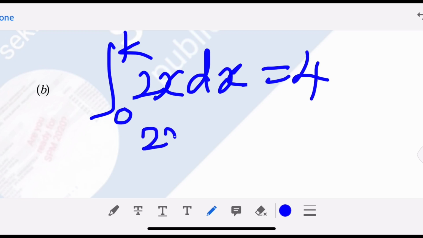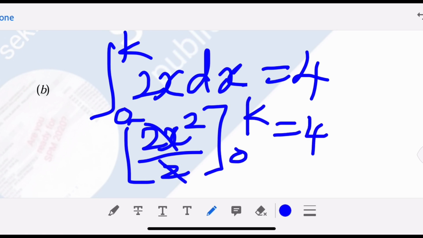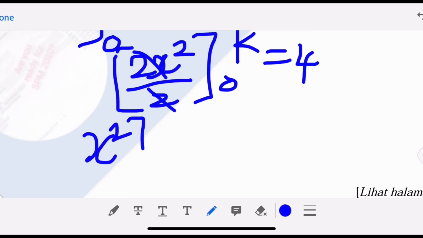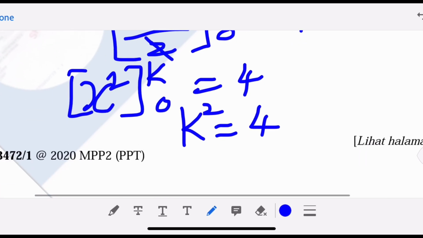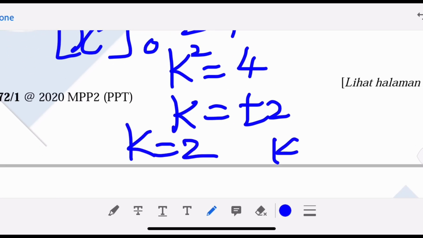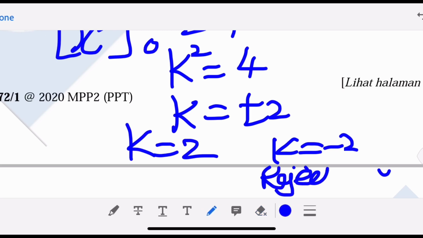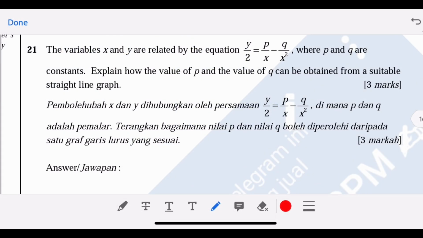So I will get 4, the area is 4, so 2x squared over 2 from 0 to k equal to 4. I will substitute, k squared equals 4, so I will solve k is 2. So k is positive 2, that is the answer for k, and k equal to negative 2 you need to reject, because that is not an acceptable value. So now k is 2. So we have solved the most challenging question. Now we go to another one, which is question 21.